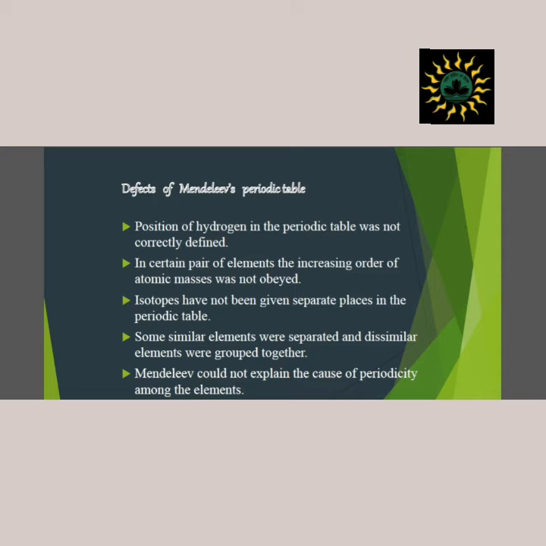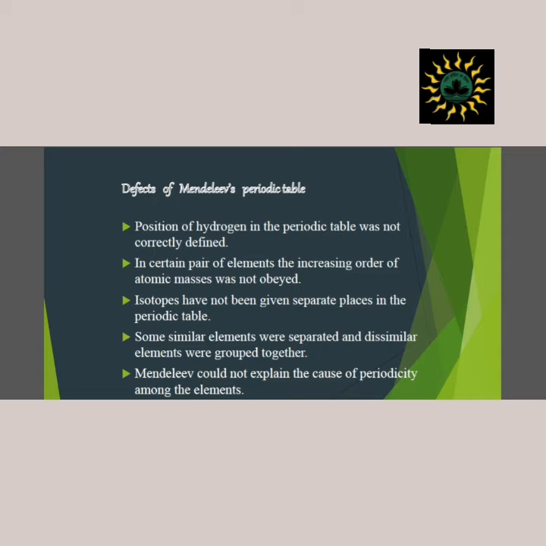The next point is that some similar elements were separated and dissimilar elements were grouped together. According to Mendeleev, the elements placed in the same group must resemble in their properties. But there is no similarity among the elements in the two subgroups of a particular group, group A and group B dividing this group. For example, lithium, sodium and potassium present in group 1A are quite different from copper, silver and gold, which are present in group 1B. So between group 1A and group 1B there is no correlation.